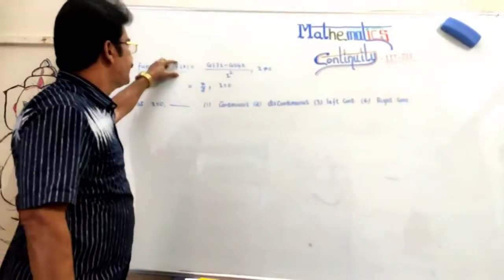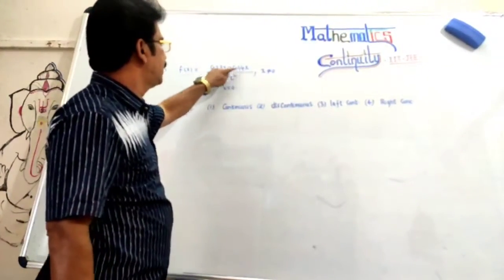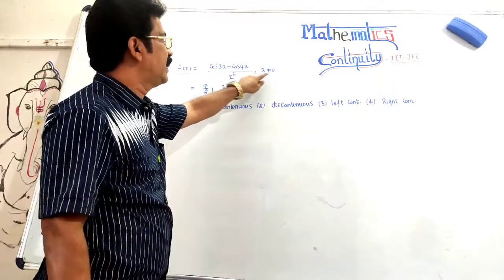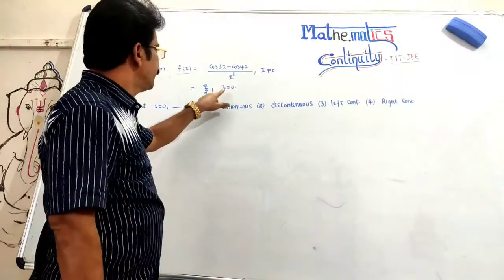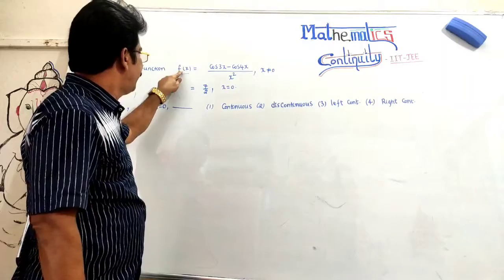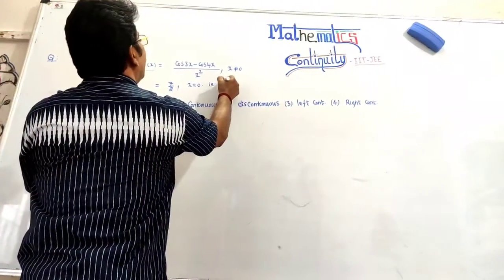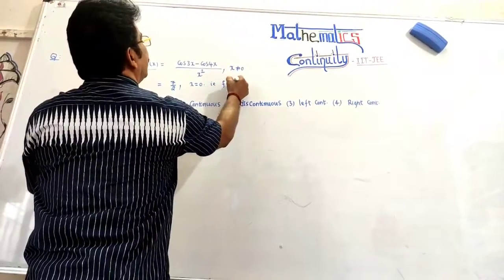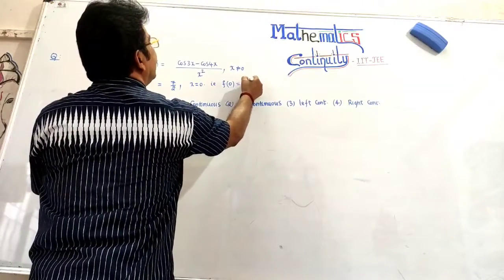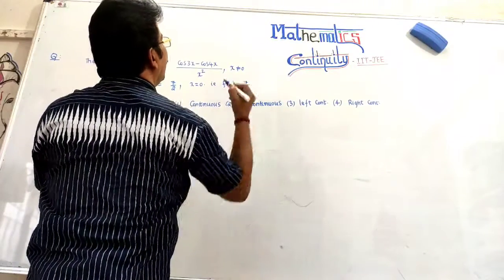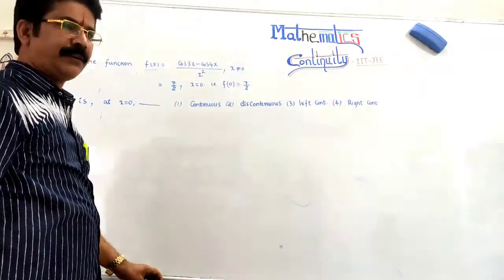The function f of x is equal to cos 3x minus cos 4x divided by x square, x not equal to 0. If x equal to 0, then f of x equal to 7 by 2. That is f at x equal to 0. F of 0 is equal to 7 by 2. That is f of 0.